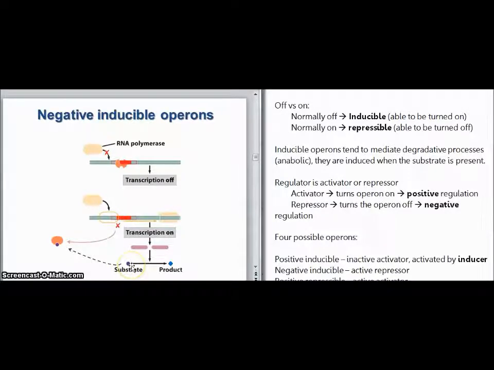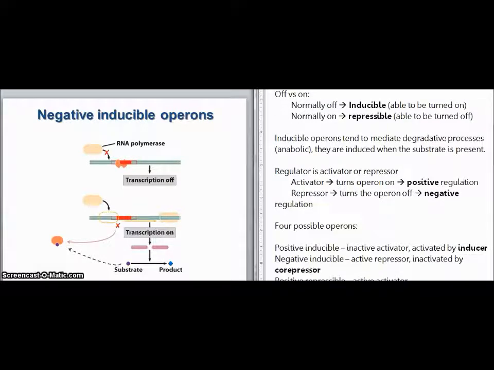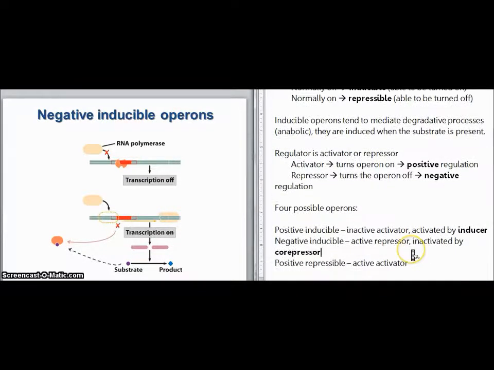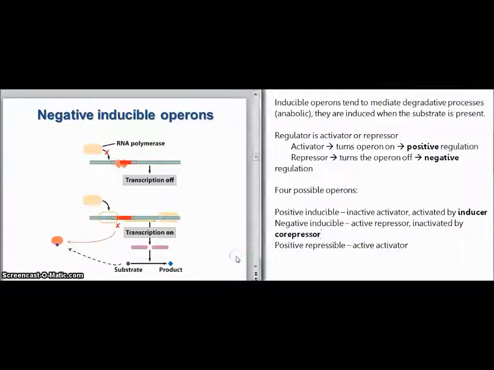So when the substrate becomes available for degradation, the substrate itself almost kind of deactivates our repressor. It binds here and induces a conformational change that allows it to leave the operator. So here it's leaving the operator. And this is called a co-repressor. We can call it inactivated by our co-repressor. Okay, so that's negative inducible.